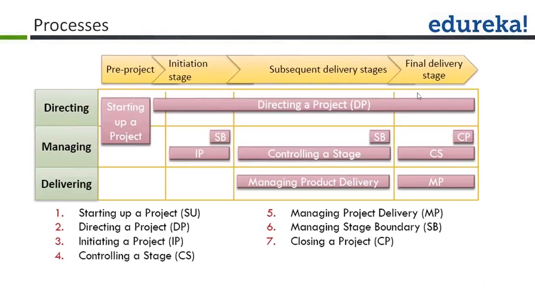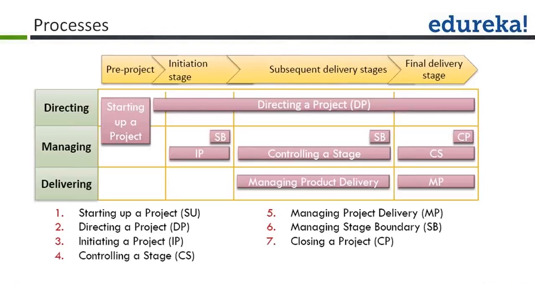Let's move to the final delivery stage. In the final delivery stage, we have controlling a stage and managing product delivery, which we have already discussed. But instead of managing a stage boundary, we have the closing a project process. The purpose of closing a project is to provide a fixed point at which the acceptance for the project product is confirmed. In this process, we verify whether all the deliverables have been signed off by relevant people or not. We also hand over the deliverables to the operations team.